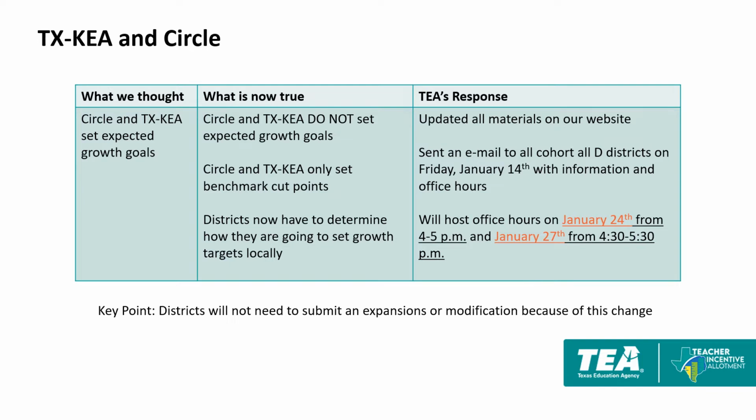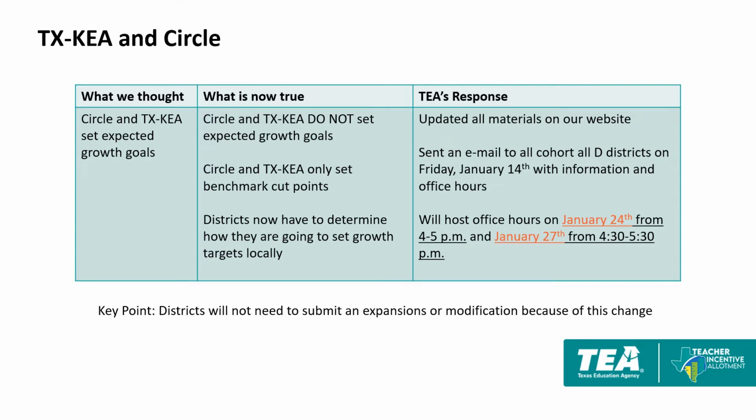The TIA team has responded to this new information with a variety of steps. First, we corrected all references on our website to either of these tests that included information that said they set expected growth targets, since it is now clear that they do not. Two, we sent an email to all Cohort D districts with this information and some options for how to set expected growth targets locally. Third, we hosted office hours for affected Cohort D districts on 2 different days in late January. And fourth, we are recording this webinar.